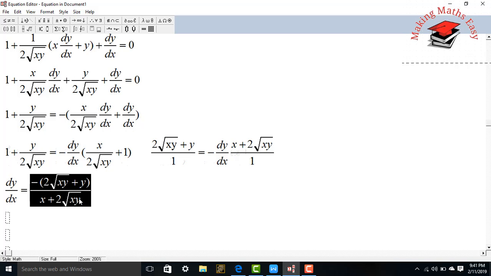So in this way you have to solve the more complicated sums based on implicit function or derivative of implicit functions.